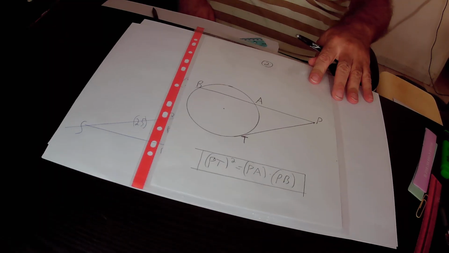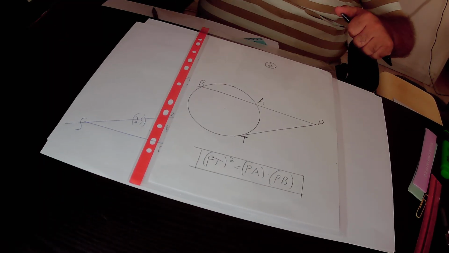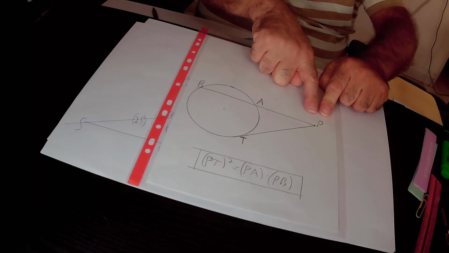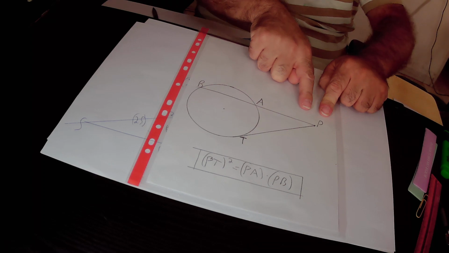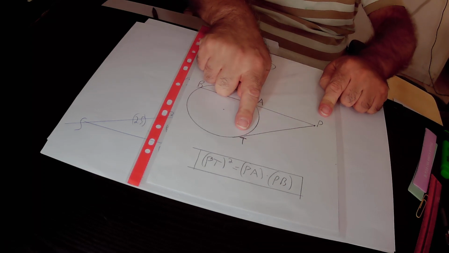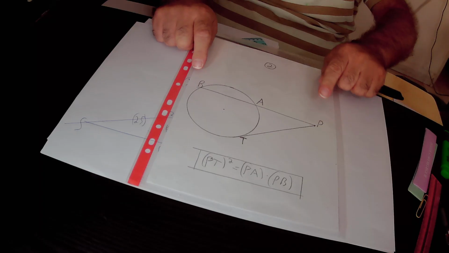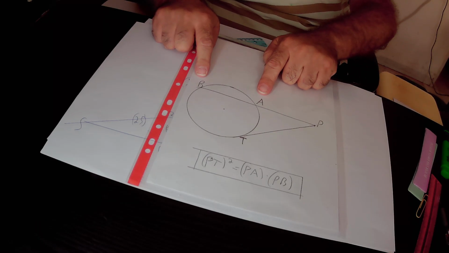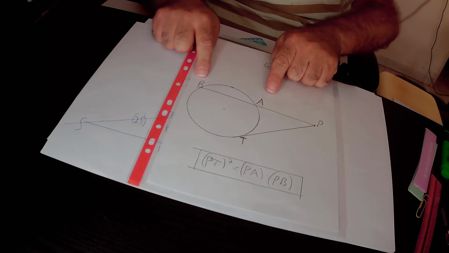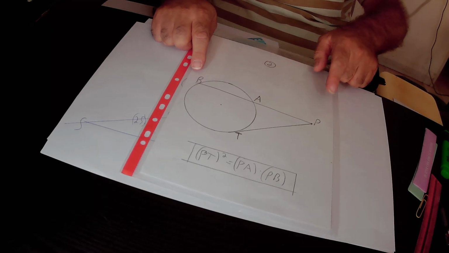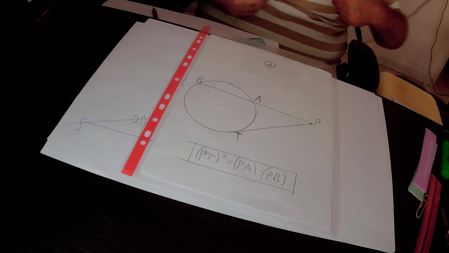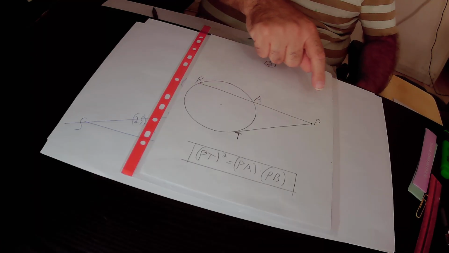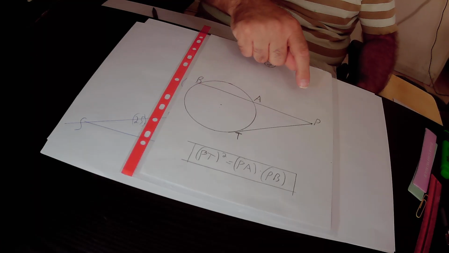So, in the moment, we have a circle. From this common external point P, we have tangent PT. This is tangent to this circle at point T. Likewise, we have here chord BA. The extended chord BA touches point P. So, in this case, the following equation is true: PT squared equals PA times PB. Again, PT squared equals PA times PB.